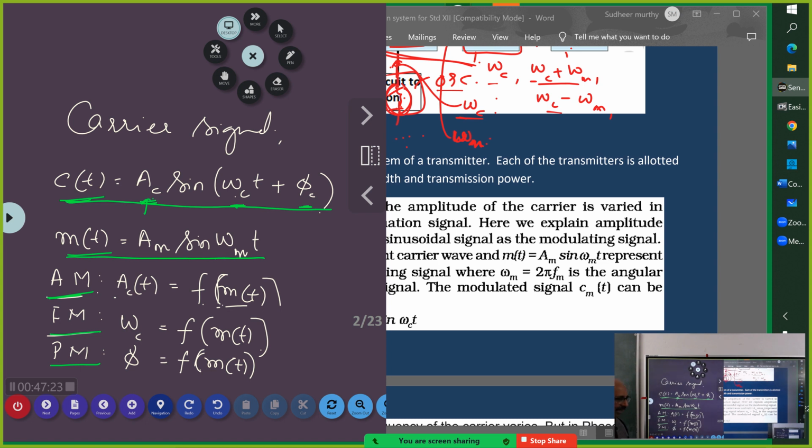Okay. So what did I tell you here? What is amplitude modulated wave? Come on, if you have understood, you tell me. Amplitude of the carrier wave is converted into a function of modulating wave.